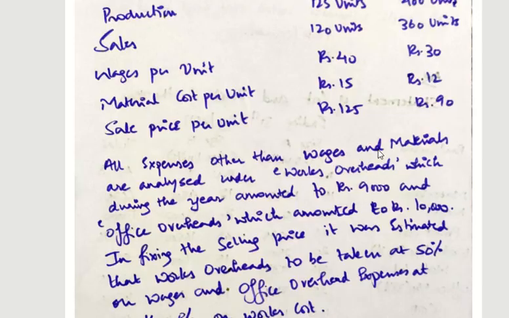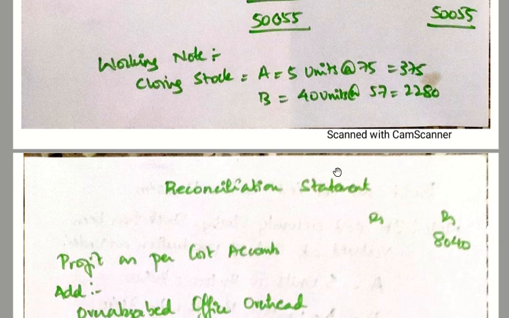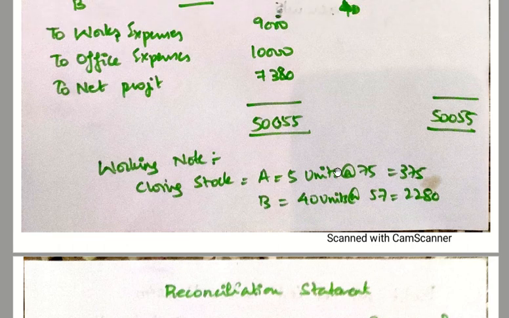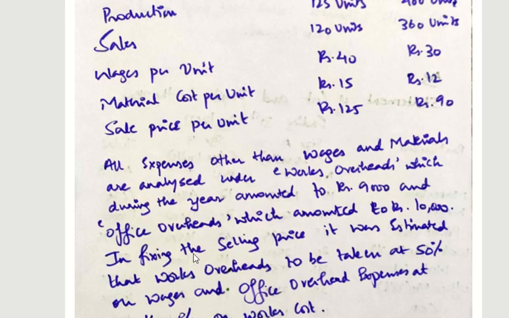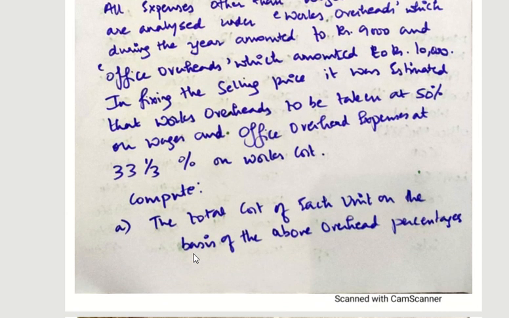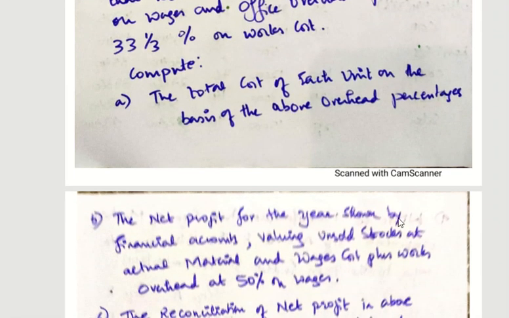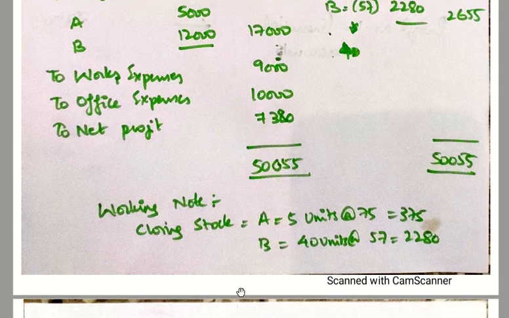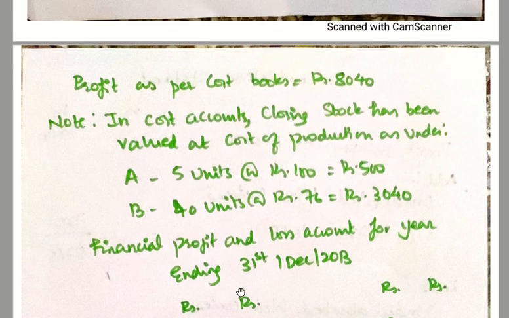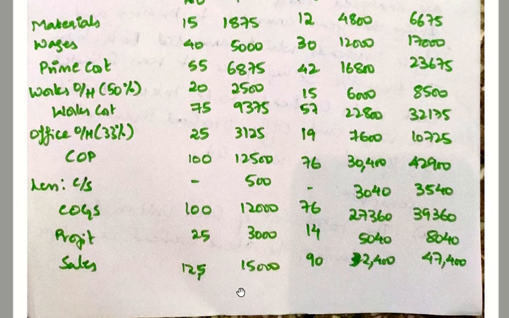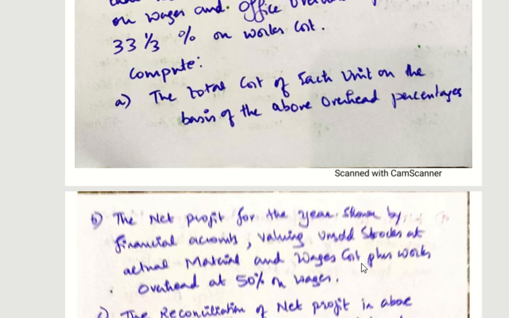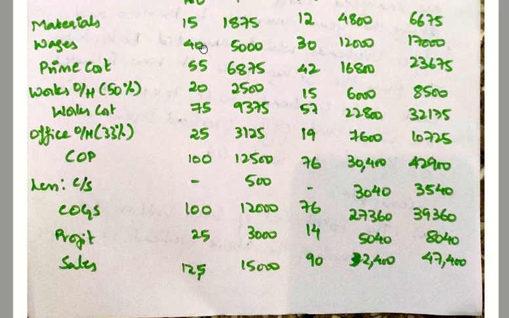And your closing stock, if you see, closing stock will be valued in a different way in your financial books, because they have told your closing stock is valued at the net profit for the year shown by financial accounts, valuing unsold stocks at actual amount of material, wages, cost plus overhead at 50% of wages. So let us find out first the value. So what have they told? Wages plus material plus works overhead at 50%.